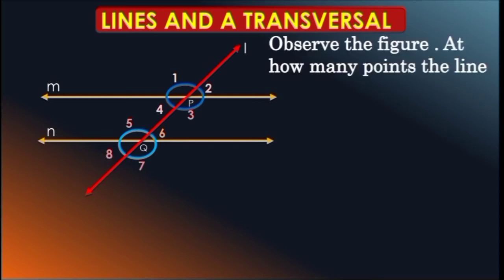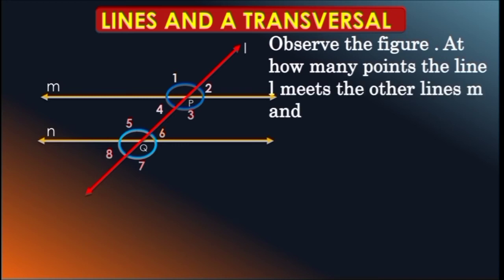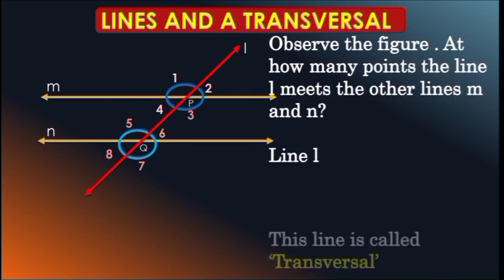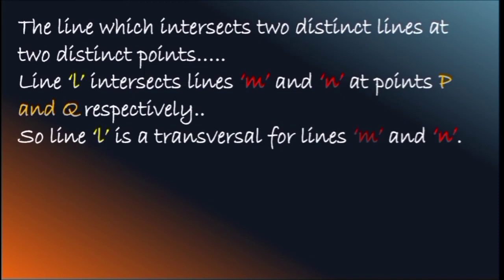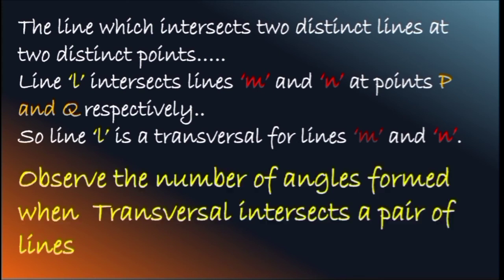Observe the figure. At how many points does the line L meet the other lines M and N? Line L meets the lines at two distinct points, P and Q. This line is called a transversal, the line which intersects two distinct lines at two distinct points. Line L intersects lines M and N at points P and Q respectively. So line L is a transversal for lines M and N.